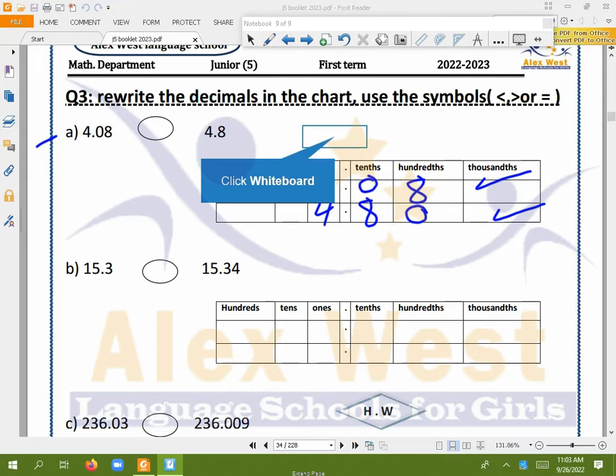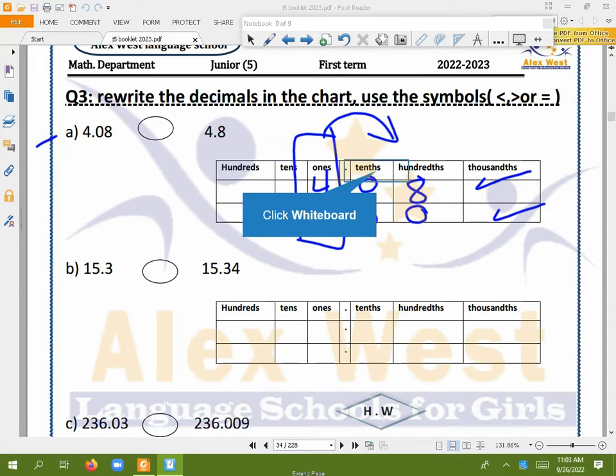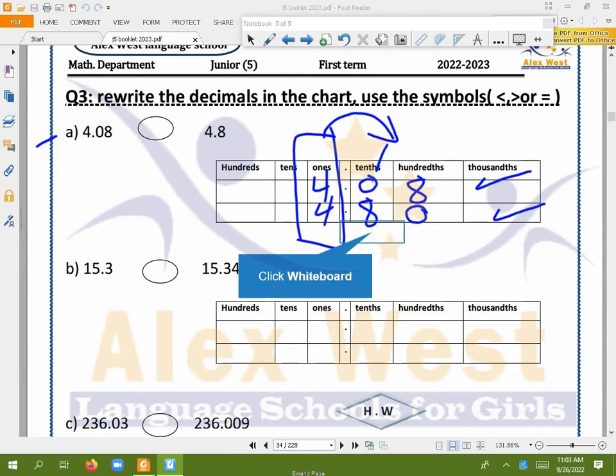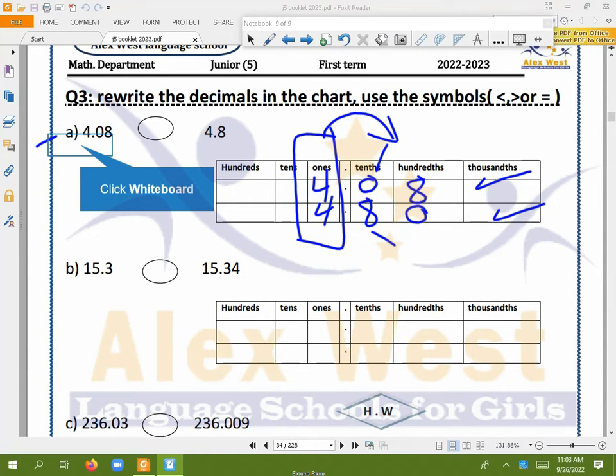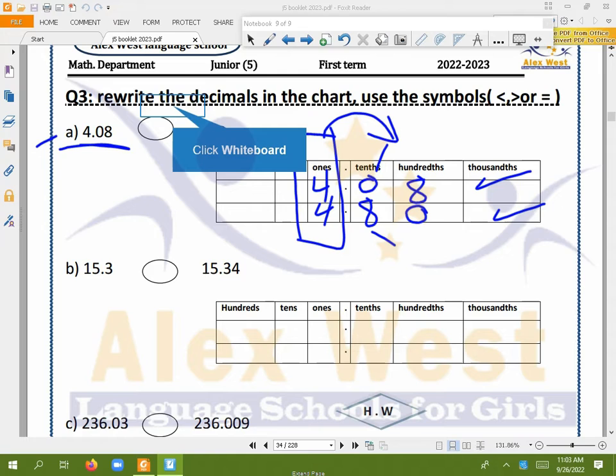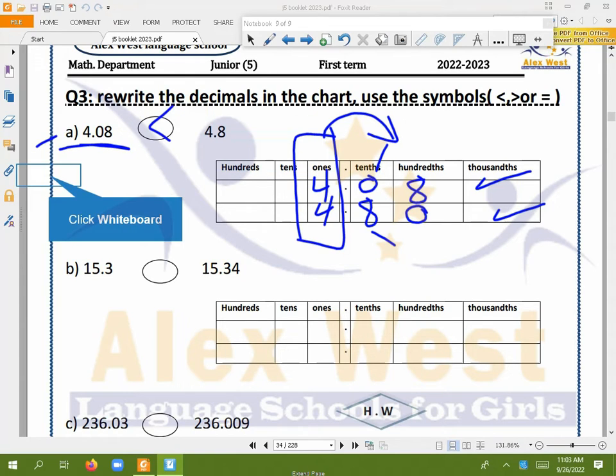Look at the whole part. We have the same number in the whole part, in the ones place, so we move to the next digit. The next digit sits in the tenths place, so we have 0 in the first and 8 in the second. So 0 is less than 8, so my number 4.08 is less than 4 and 8 tenths.